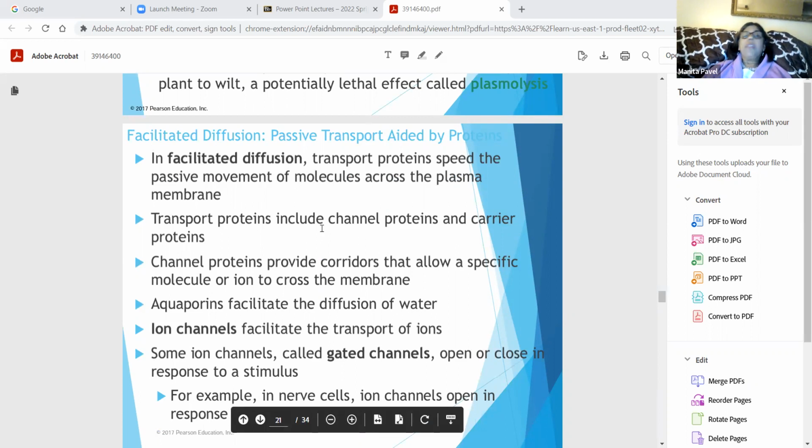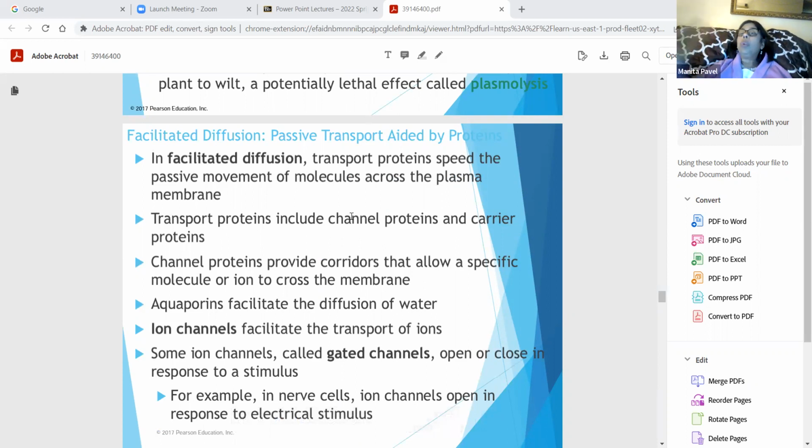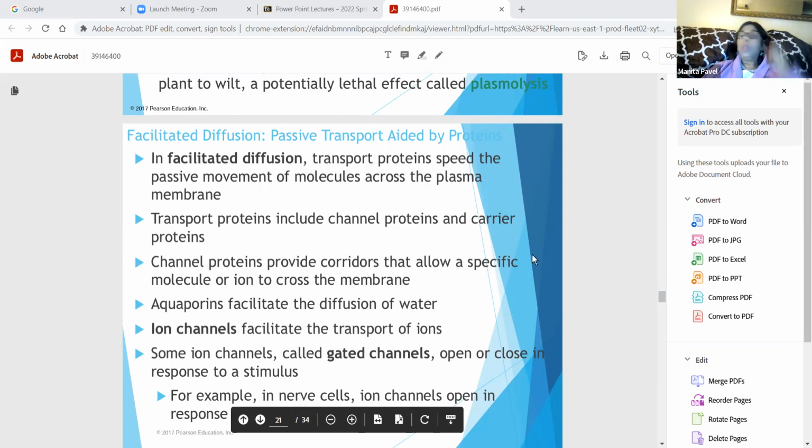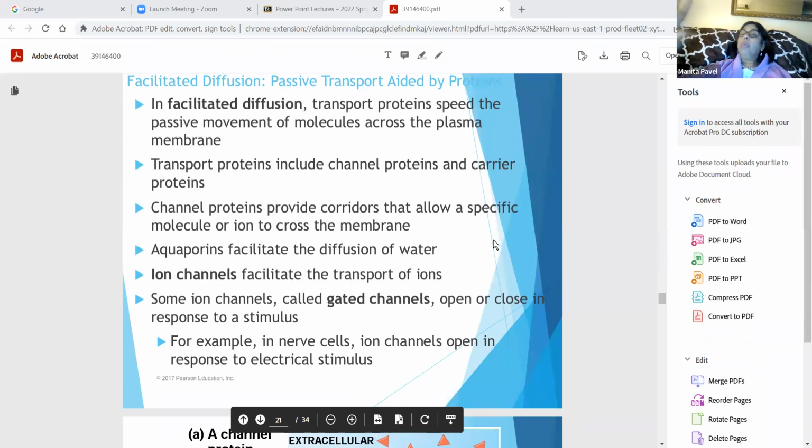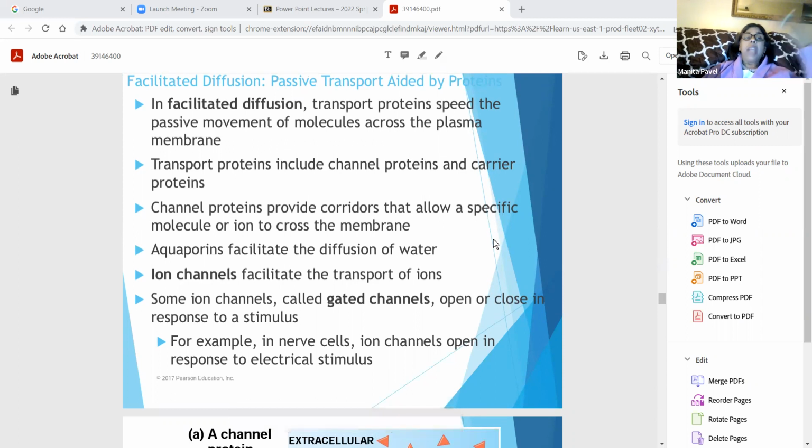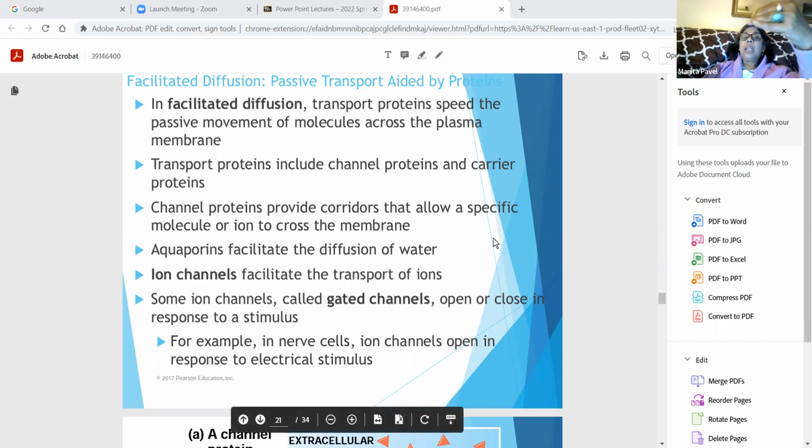So facilitated diffusion is the process where you have transport proteins that are going to facilitate or help in the passive movement of molecules across the plasma membrane. And the transport proteins would include the channel protein and the carrier proteins, which are going to facilitate the movement of ions or water molecules. Ion channels will facilitate the transport of ions.